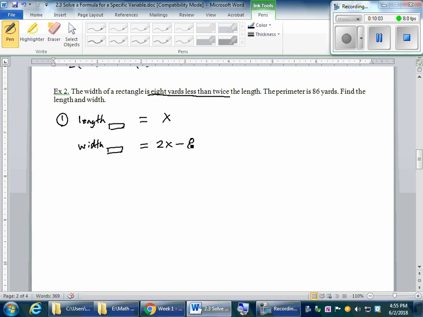Finally, we're going to use these expressions to set up the equation. And this time you have to pay attention to the perimeter. So what is the formula for the perimeter of a rectangle? Perimeter is equal to 2 times the length plus 2 times the width. That's the perimeter formula, and we just have to plug it in correctly. So 86 is equal to 2 times the length plus 2 times the width.